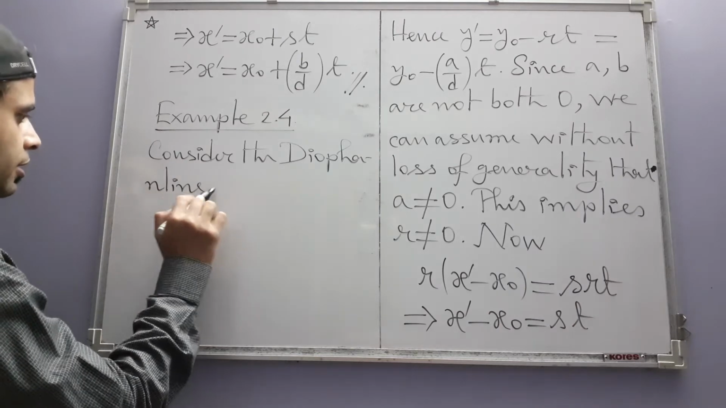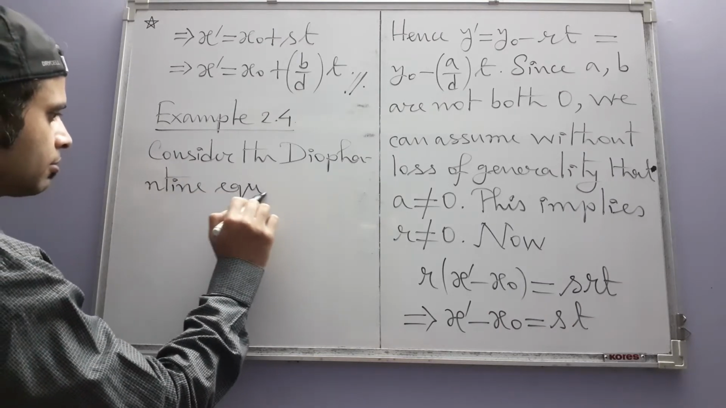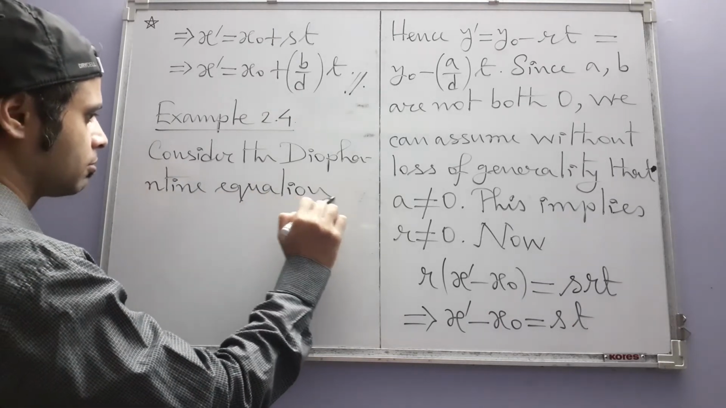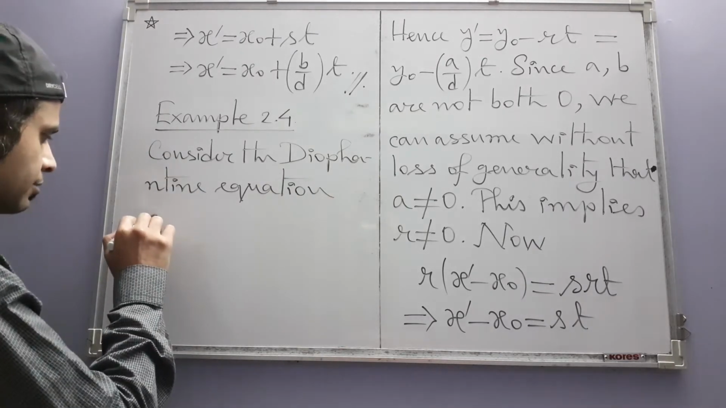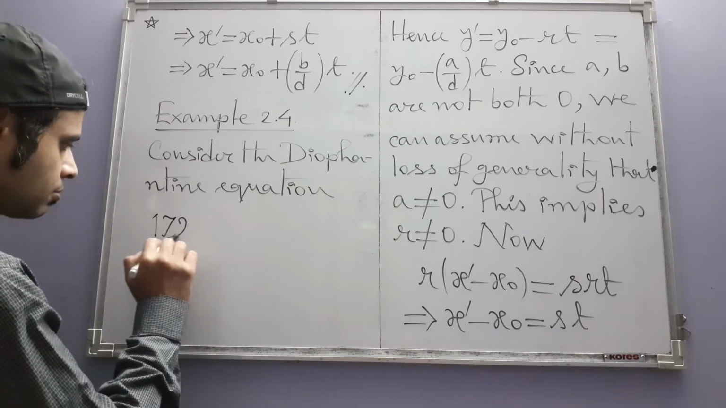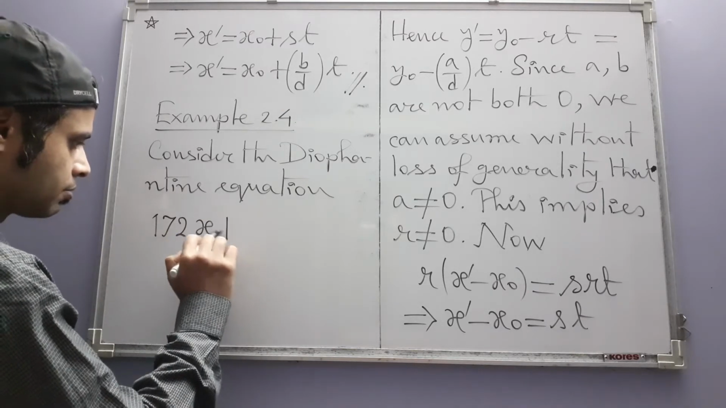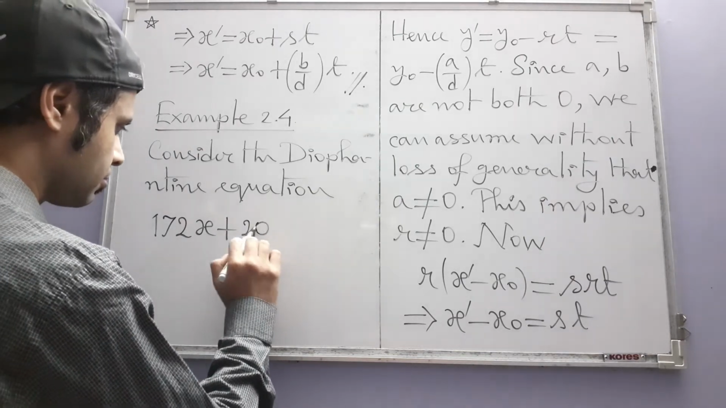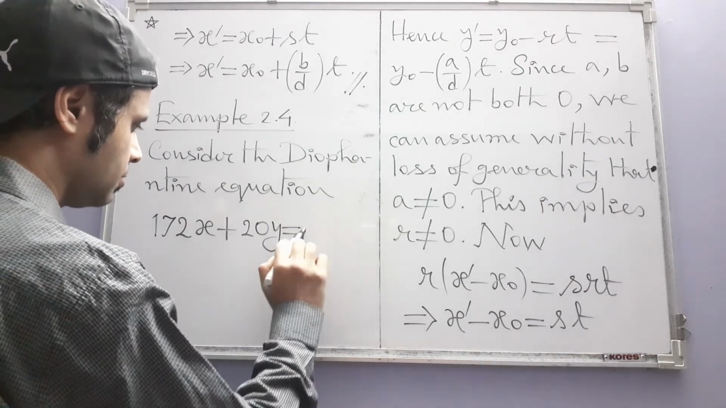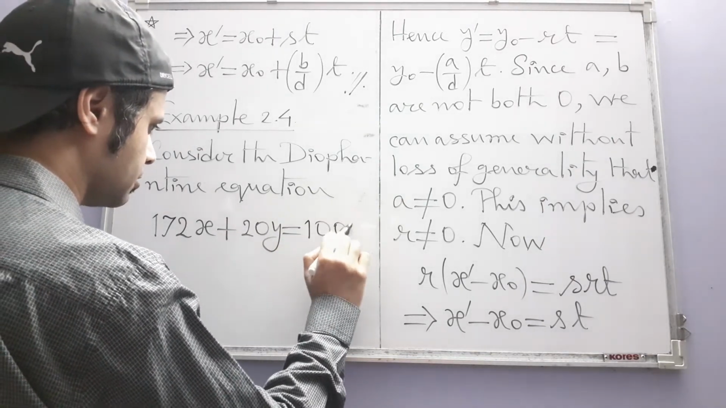Consider the Diophantine equation. So this is the equation 172x plus 20y is equal to 1000.